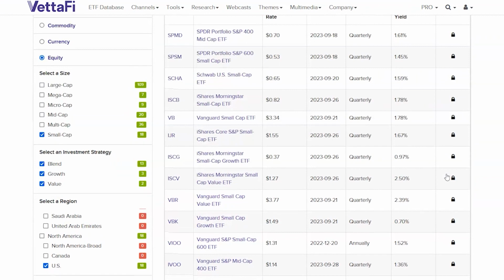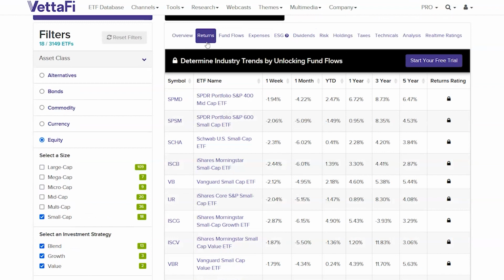Now, this is free. You can use it whenever you want to. So go to etfdb.com. You can see these. Now, look at the returns on the top here.